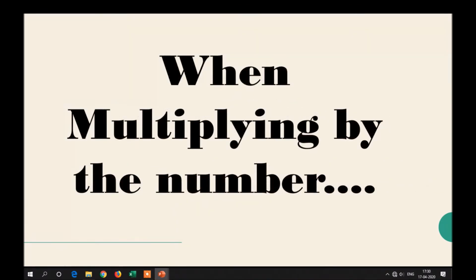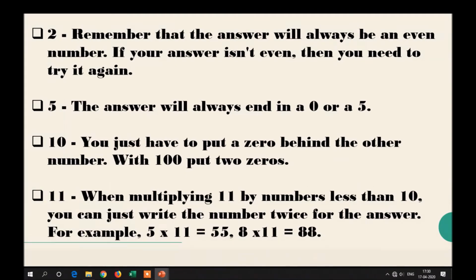When multiplying by the number 2, remember that the answer will always be an even number. If your answer isn't even, then you need to try it again. If we are multiplying with 5, the answer will always end in 0 or 5. If we are multiplying with 10, you just have to put a 0 behind the other number. With 100, put 2 zeros.